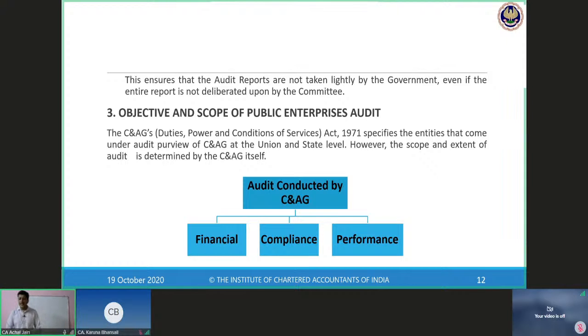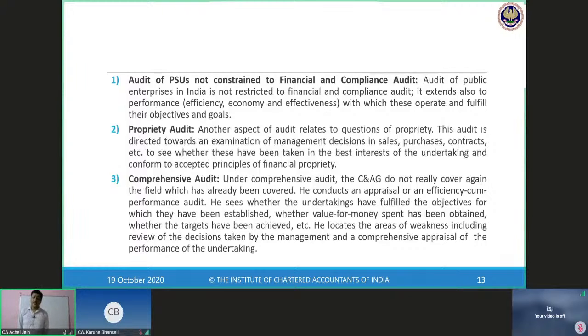Now CAG specifies the entities that come under the audit purview of CAG at the union and state level. However, the scope and extent of audit is determined by the CAG itself. So there are 3 audits which we'll discuss, and the scope and the extent in this case. Audit of PSUs is not constrained to financial and compliance audit. So this is not limited to financial and compliance audit, because it goes beyond that. It's not limited to the financial statements, it's not limited to the compliances. It covers various other aspects. For example, propriety audit, for example, comprehensive audit. These are in addition to this, and this is something which the CAG may require, and we will understand what it includes.